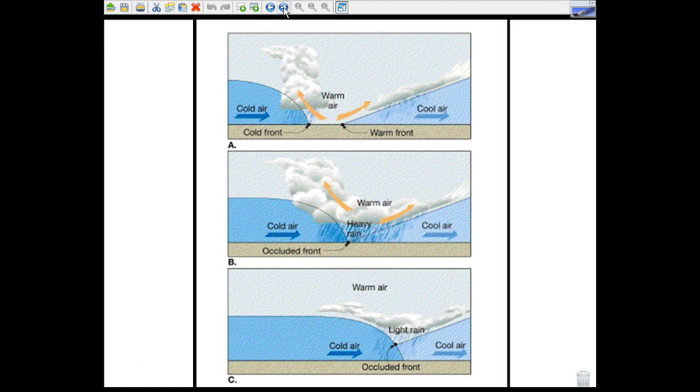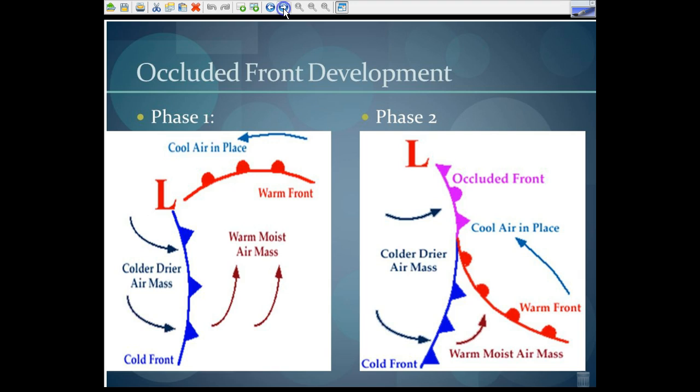Another diagram, same Z's, right? You can see the occlusions developing here. We don't have an occluded front yet because that warm air is touching the ground. Once we touch the ground, you can see the heavy rain over here, and then it gets into a light rain once the occlusion happens more and more. And those two cold air masses kind of blend together. And here's the last diagram we're going to show you about a mid-latitude cyclone going into an occluded front.